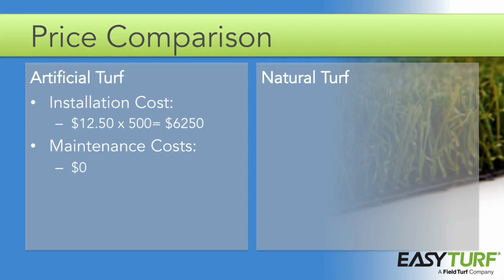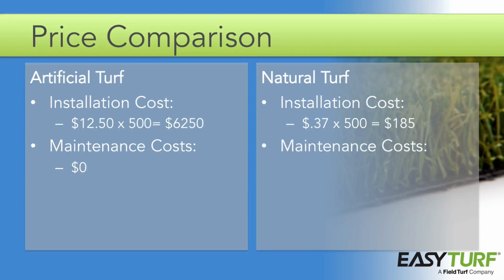When calculating the cost of natural turf, the best installation comparison is with sod, which averages about 37 cents per square foot. For a 500 square foot area, that's $185. The cost of natural turf really adds up in the yearly maintenance fees. For watering, figure about 3 cents per square foot per month. For a 500 square foot lawn area, that's $15 a month, which, if you water for 6 months, totals $90 per year.